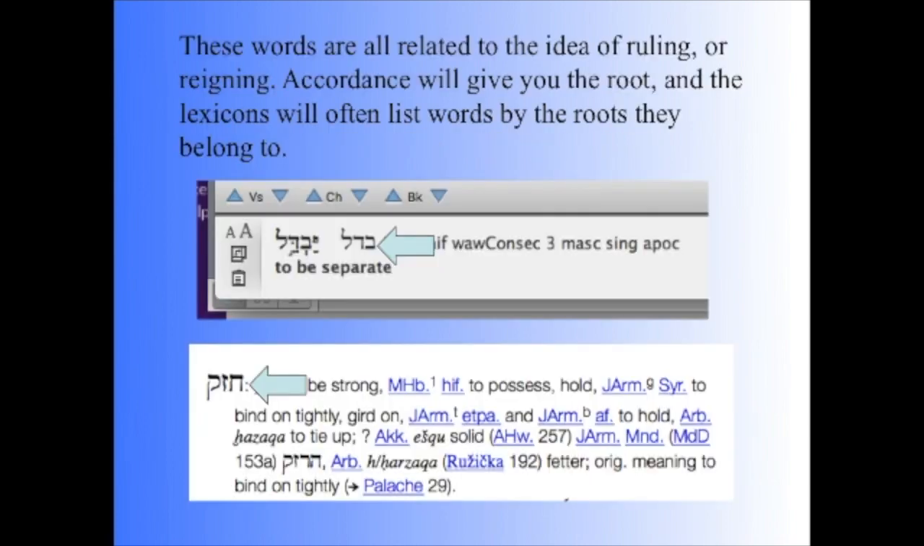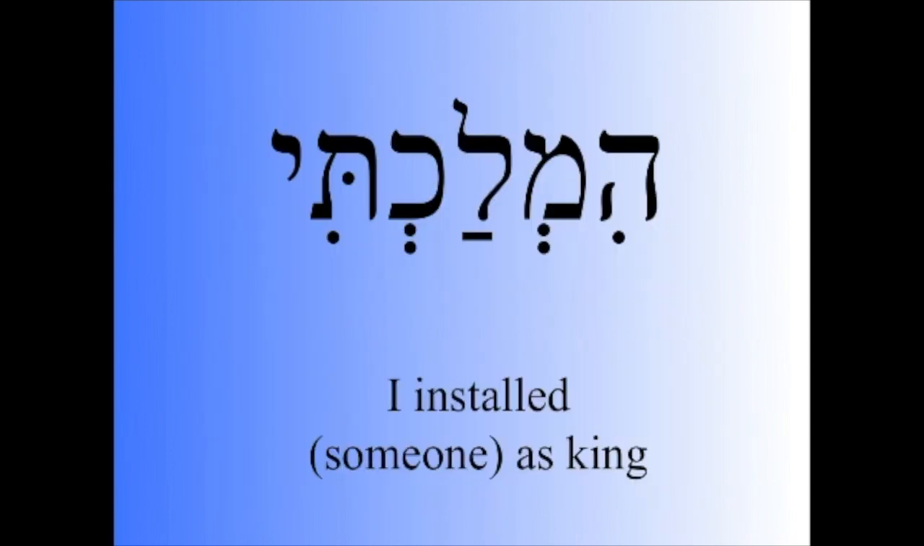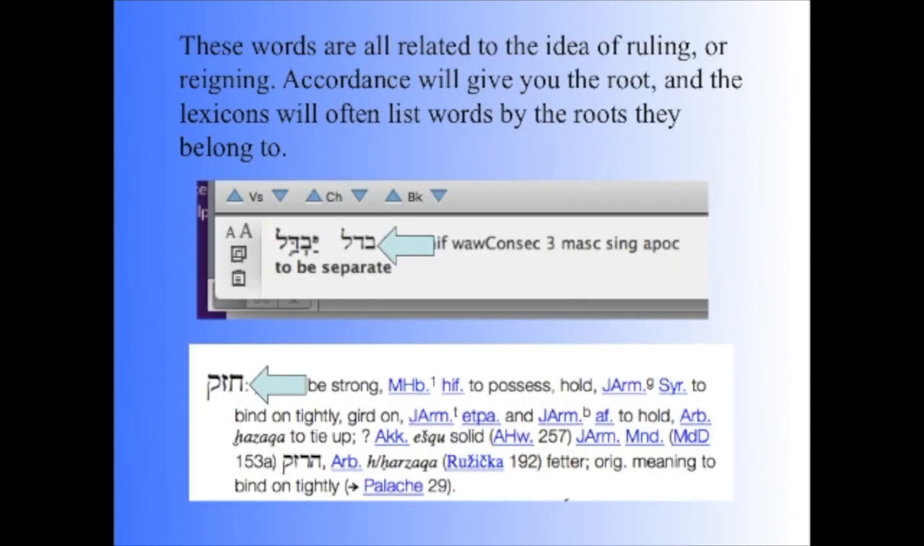Now you notice, going back to that word, they're all based on this one root, mem, lamed, kaf. And they are related all to the idea of ruling or reigning. So they have that same semantic field.